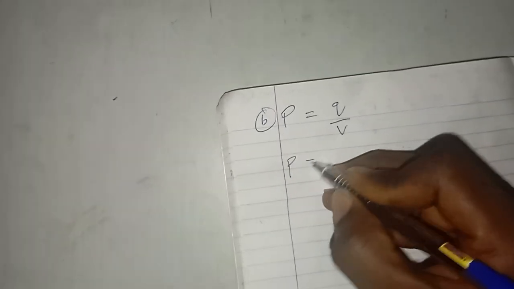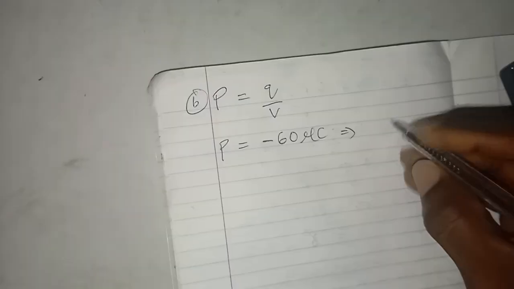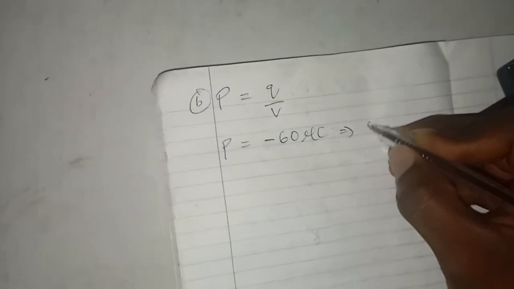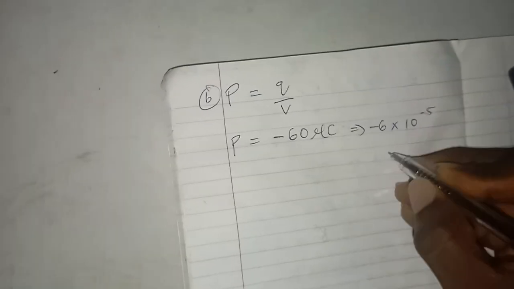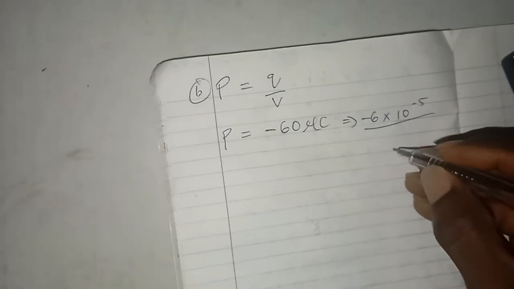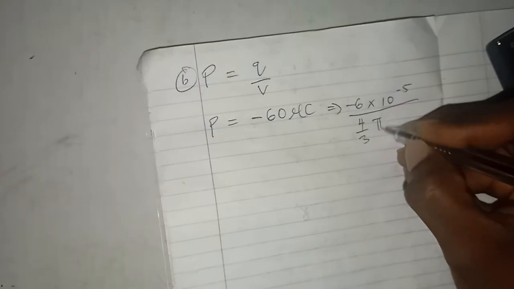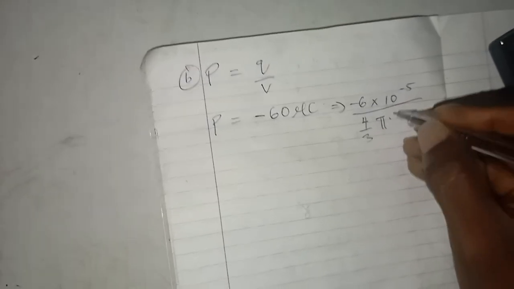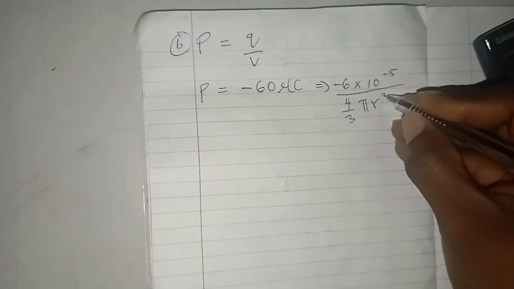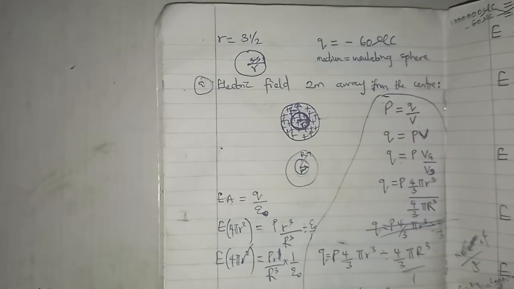So to find this, the charge given to us is minus 60 microcoulomb, and this is the same thing as minus 6 times 10 raised to power minus 5. So all over, the volume will be 4 over 3 pi r cube.